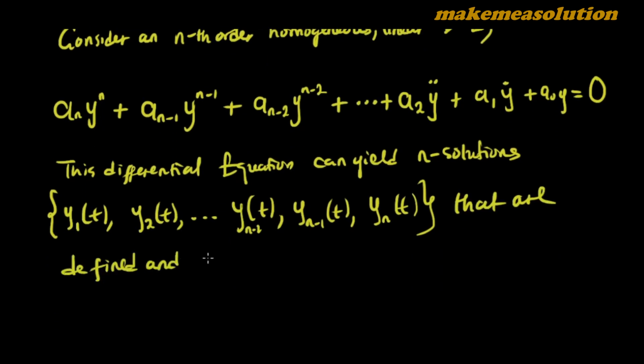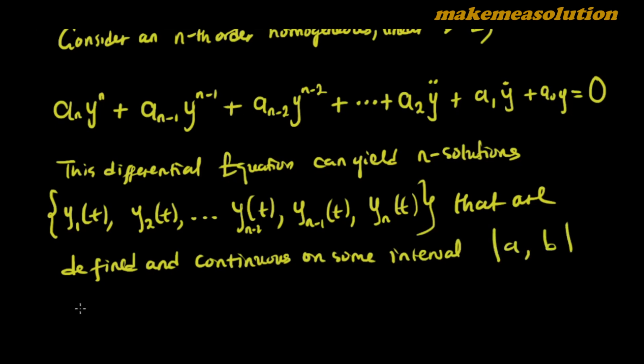The solutions are defined and continuous on some interval (a, b), where a is less than b, and our independent variable must be chosen in between a and b. Something like this.